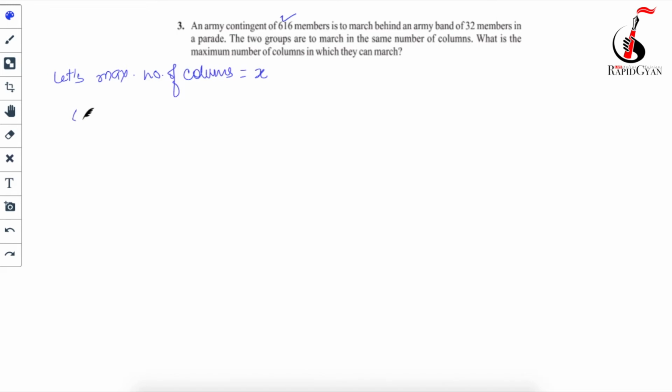Okay, so there, how many members are there? 616 members are there. So these 616 members will be marching in x columns. So of course there will be some y number of rows, correct? And these 32 band members, there are 32 members which will be marching in x number of columns multiplied by some number z of rows. So you remember we have solved the questions of Kaju Barfi and Badam Barfi. So this is a similar question. Okay, so here I'm going to make the columns and rows.